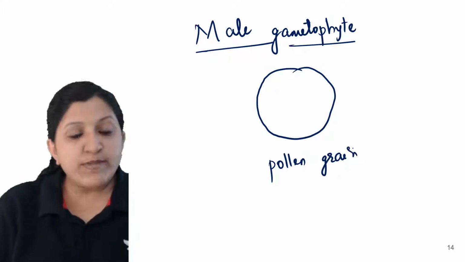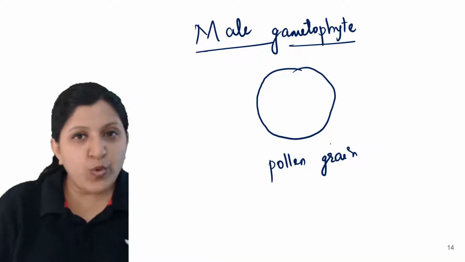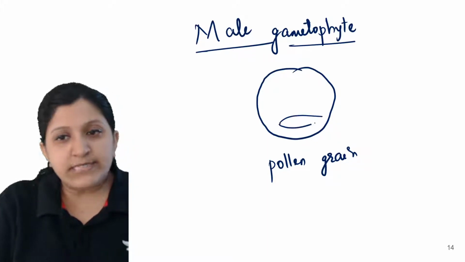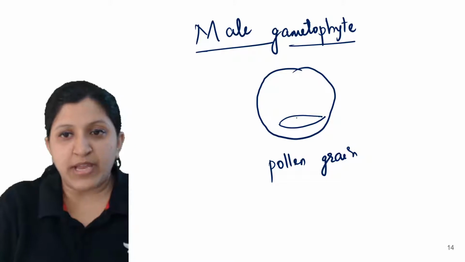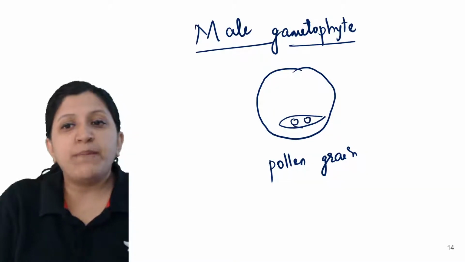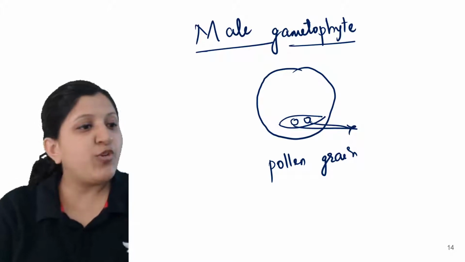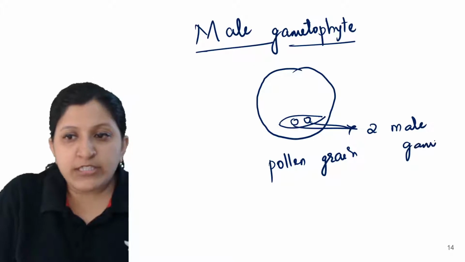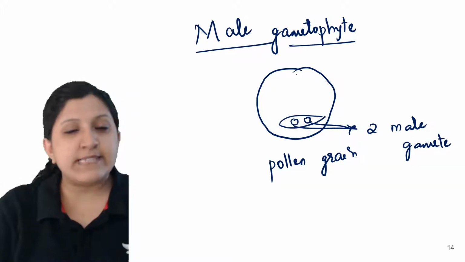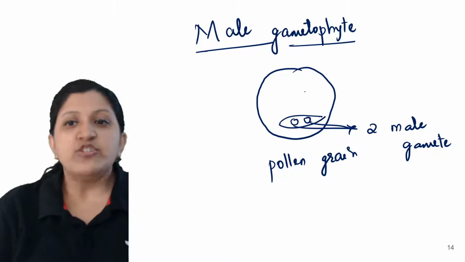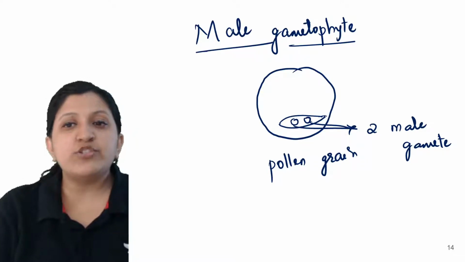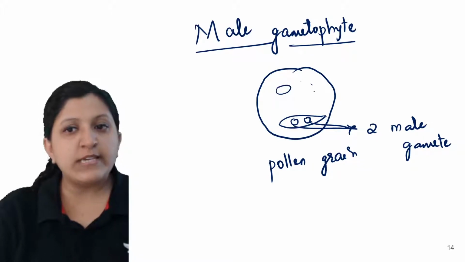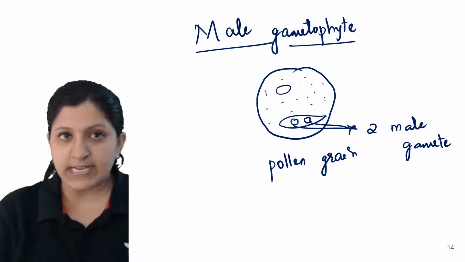If you observe the structure of the pollen grain, basically it has one smaller suspended cell. There you can find two male gametes. The male gametophyte has two male gametes in a pollen grain that is produced by the anther. The cell which is suspended here is called the generative cell, and this is the vegetative cell, having its own nucleus along with all the cellular content, that is, cytoplasm and so on.